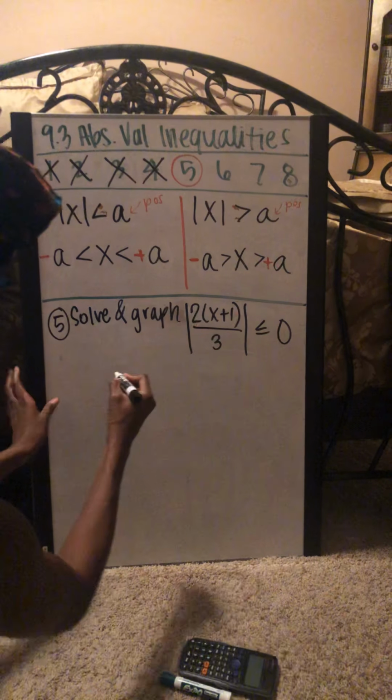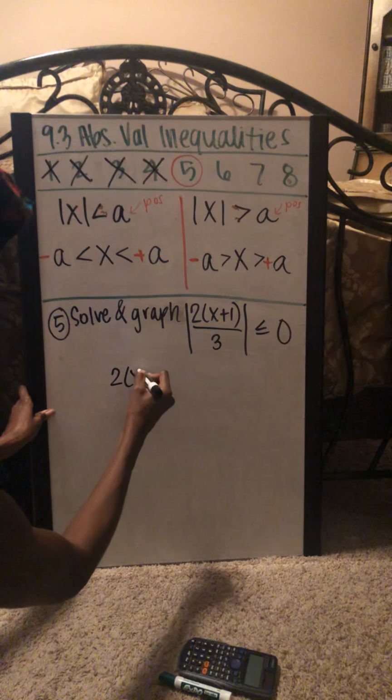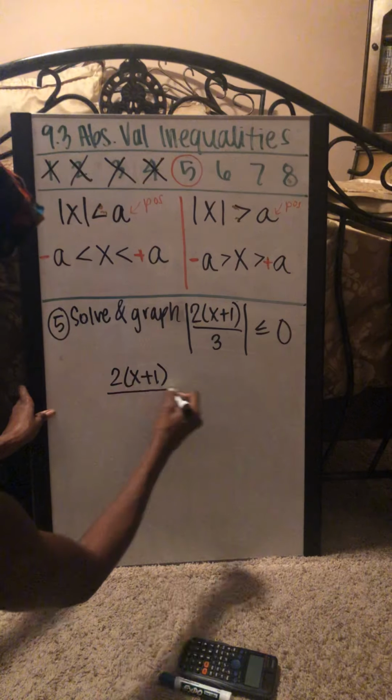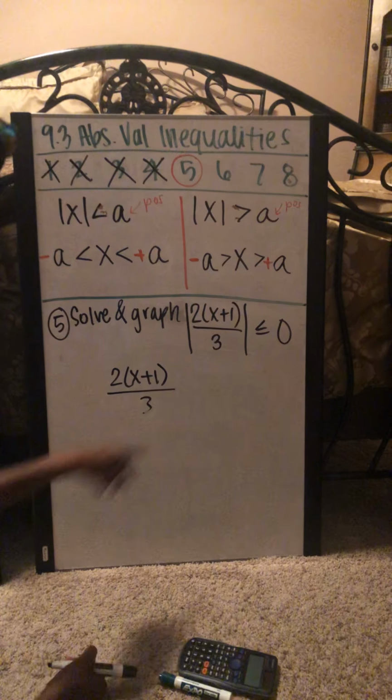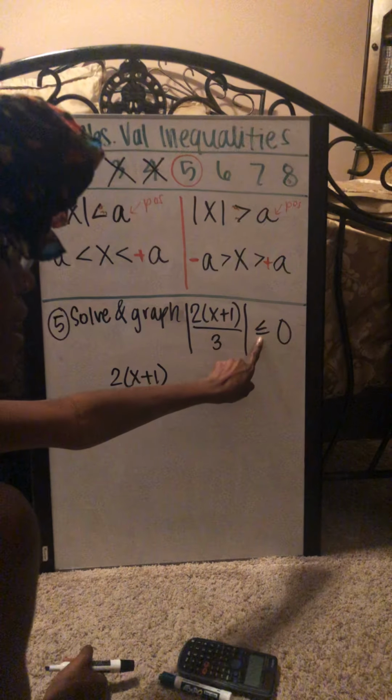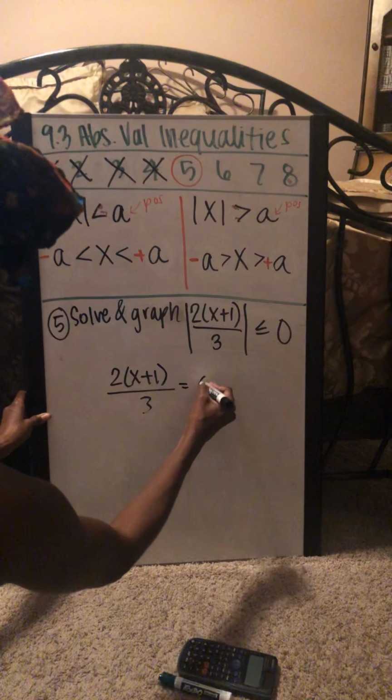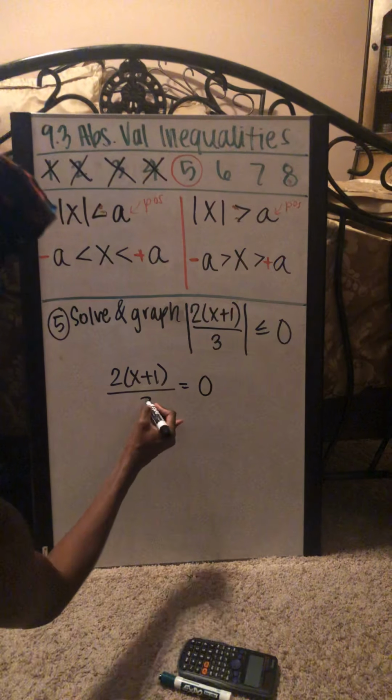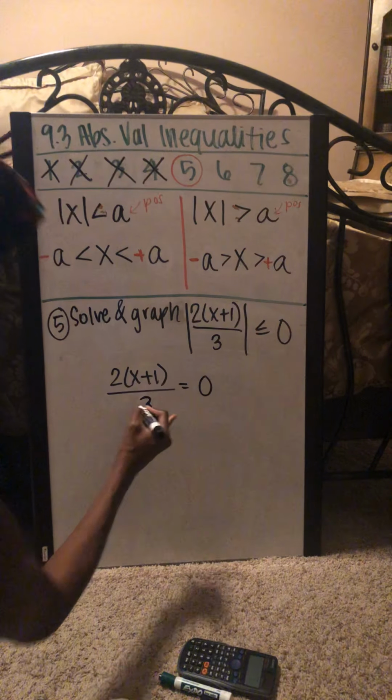So I'm going to take everything underneath, everything inside of the absolute value. I'm going to drop the absolute value. And because this is a 0, I'm just going to set it equal to 0, okay? So you can lose the inequality when you're working with that.